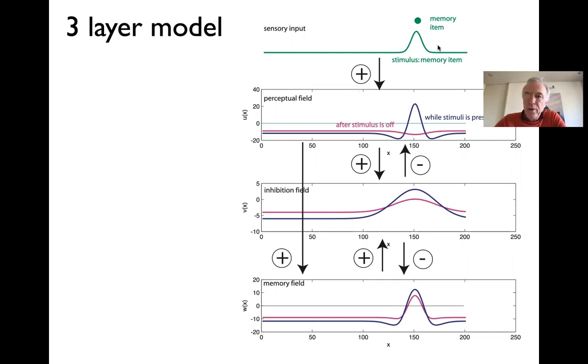The perceptual layer receives direct input from the sensory surface, from the stimulus, while the memory layer only gets input from the perceptual layer. So anything that you perceive will drive the working memory. It's not directly that the sensory input drives the working memory. You could postulate that as well, but it works without that.